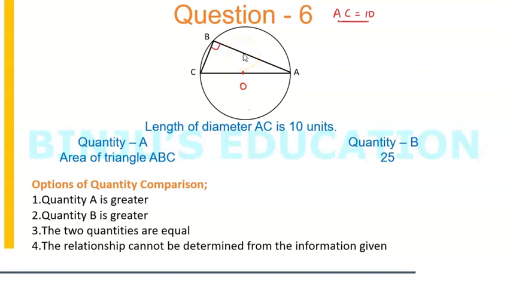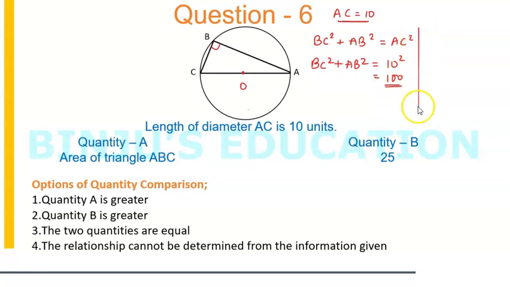Area of triangle ABC, and we have 25 on the other side. Now we do not know what will be the length of BC, what will be the length of BA, but if we use the Pythagoras theorem, I can say that BC square plus AB square is equal to AC square, which means BC square plus AB square is equal to 10 square, and this is simply equal to 100. If we talk about the area of the triangle, then area of the triangle will be half base into height, so that is half into BC into AB.